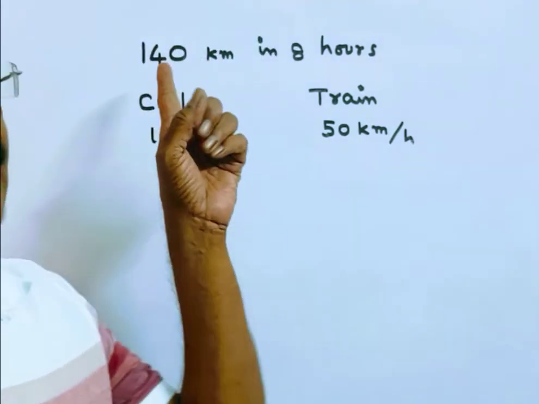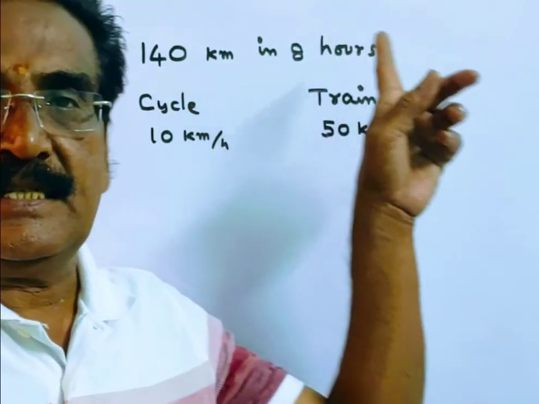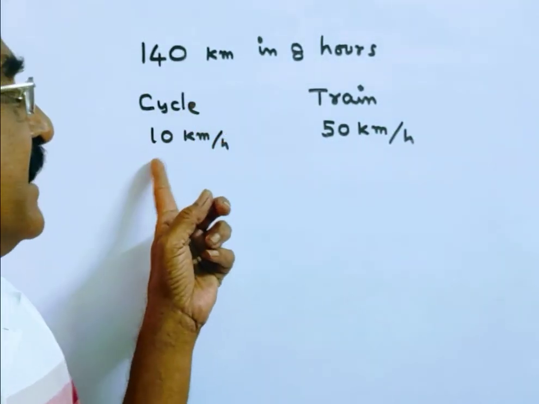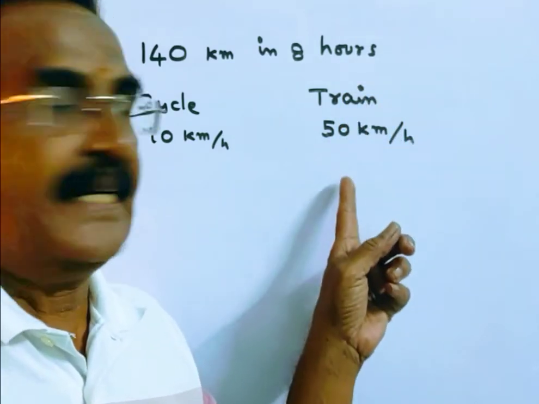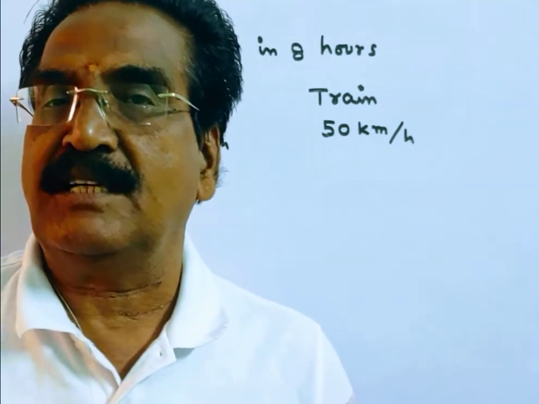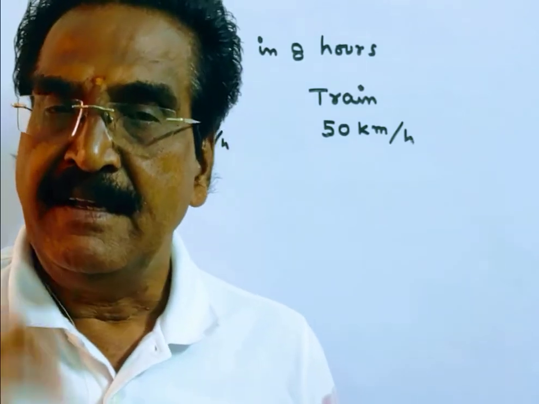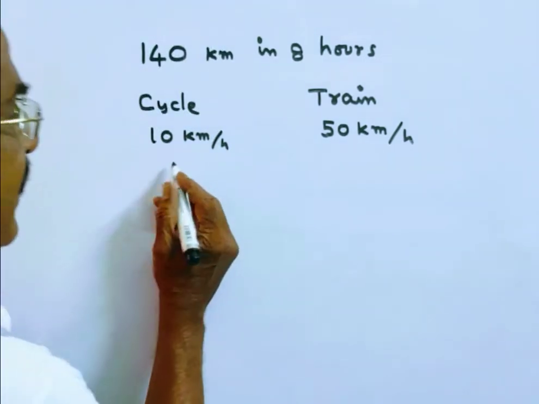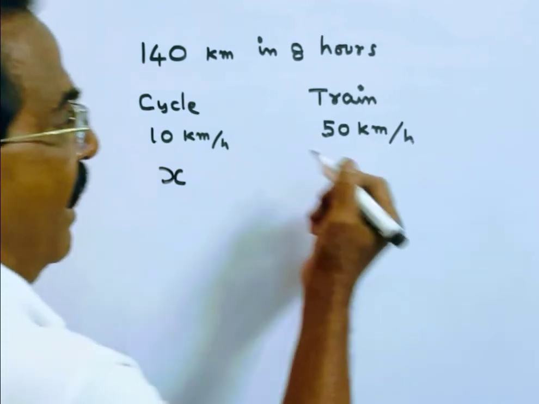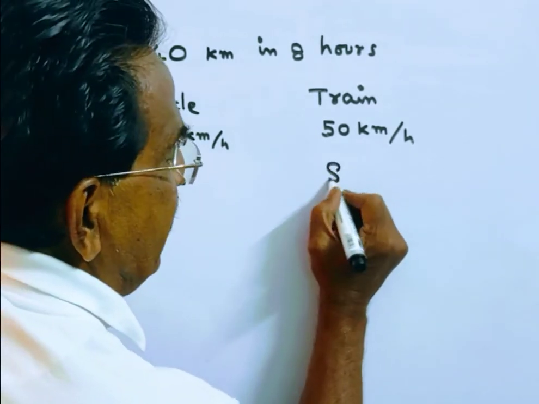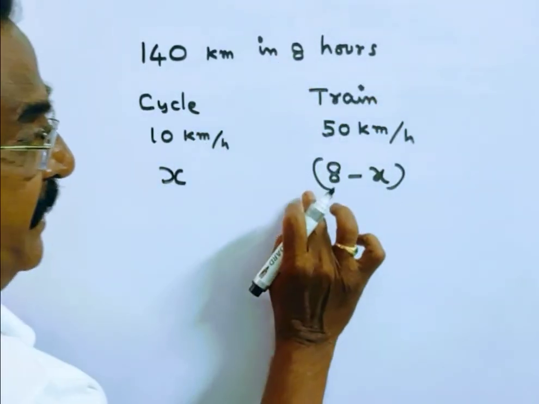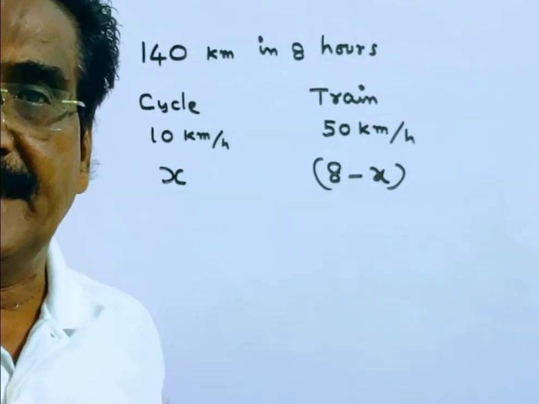See friends, a man traveled 140 kilometers in 8 hours, partly by cycle at 10 kmph and partly by train at 50 kmph. Friends, now our question is, what is the distance traveled by cycle? Say he traveled x hours by cycle, and the remaining 8 minus x hours. Total time is 8 hours, so the remaining 8 minus x hours he traveled by train.